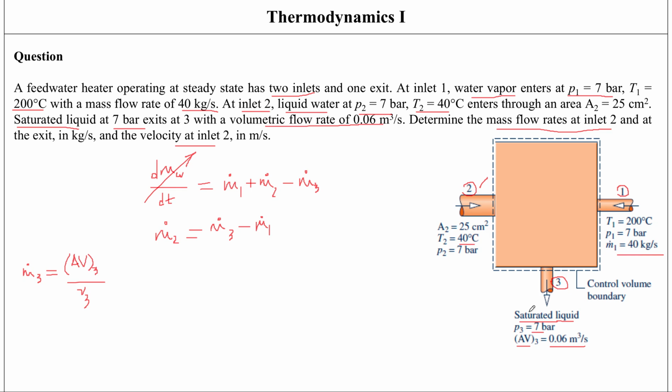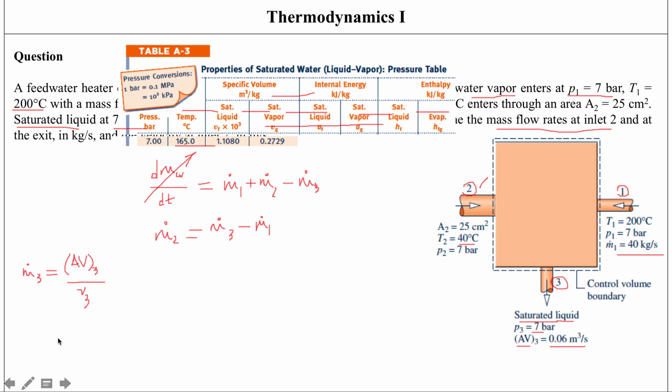And the saturated water table is table A3, right? So I go to table A3 and I go to 7 bars, and across 7 bars, because I'm looking at a saturated liquid, for the saturated liquid, the specific volume here is going to be equal to 1.108 multiplied by 10 to the power minus 3, right? That is what it's going to be equal to, and this is in meter cubes per kilogram.